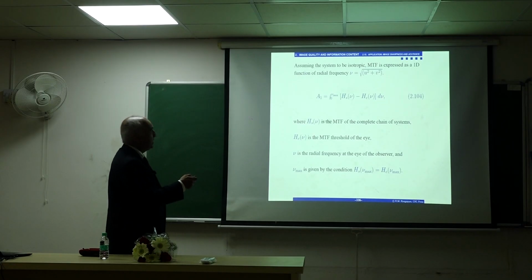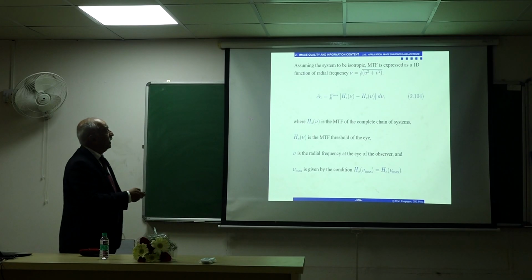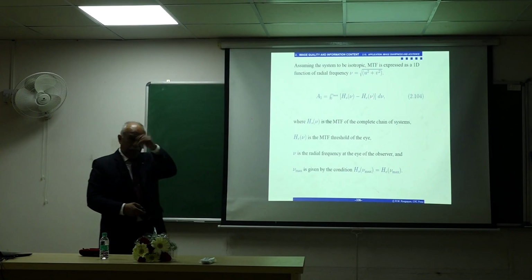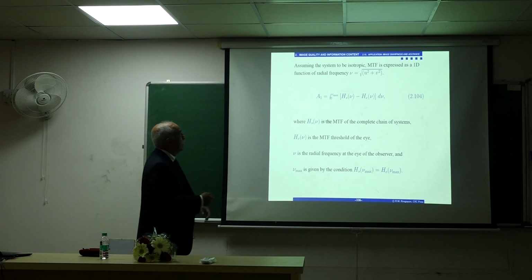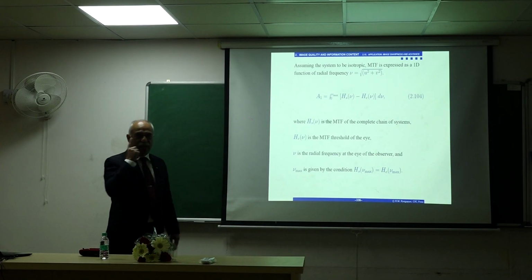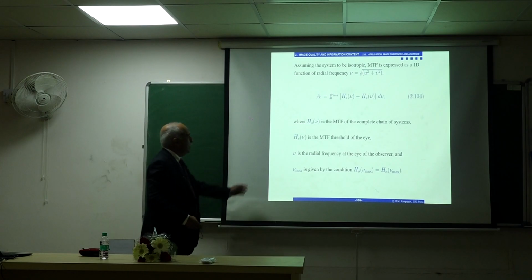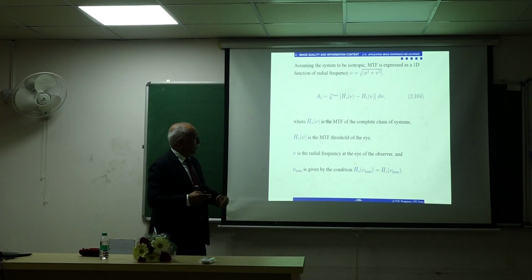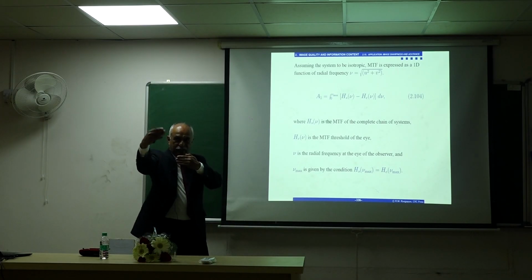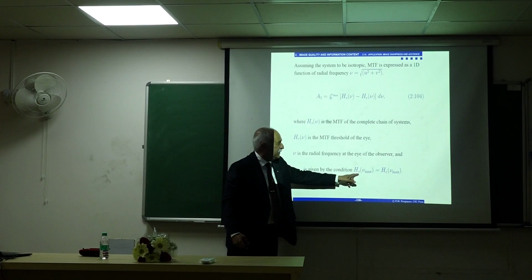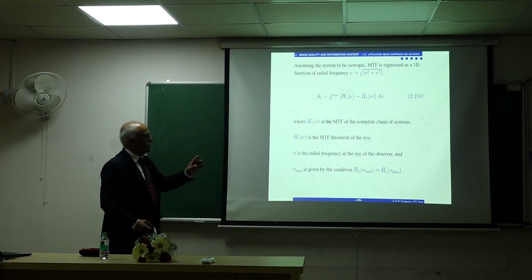So if you use radial frequency, nu is the square root of u squared plus v squared, then a measure of acutance was defined as the integral of Hs(nu) minus He(nu), from 0 to nu max, in the frequency domain. So Hs is the MTF of the complete system. He is the threshold of the eye, the MTF threshold. Nu is the radial frequency at the eye of the observer. So that depends on the distance between the display and the viewer, that's the angle subtended. Nu max is given by this condition: Hs(nu max) must be equal to He(nu max).